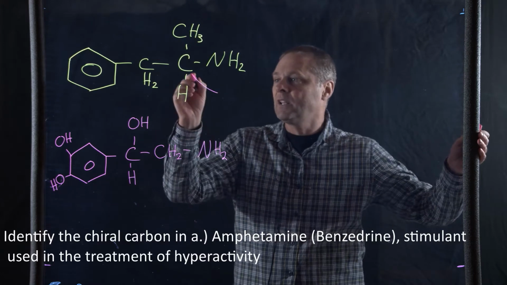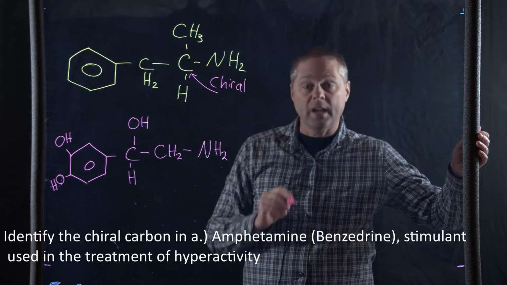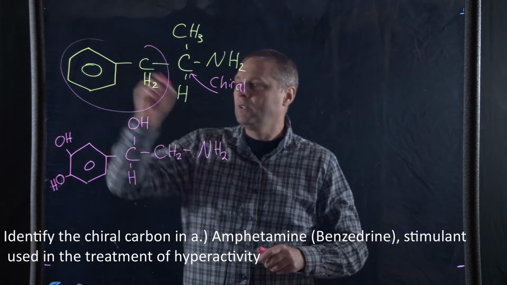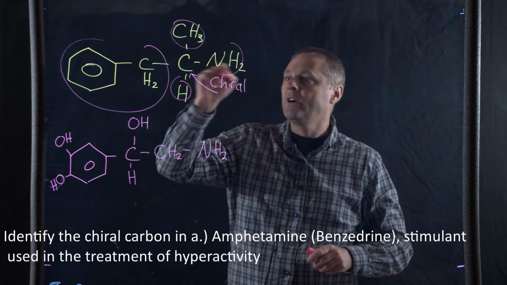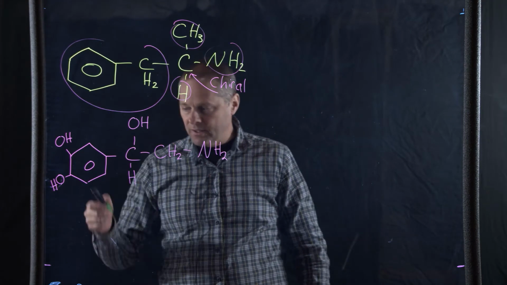So this is going to be the chiral carbon because it has 4 different groups. It has 1, 2, 3, 4 different groups bonded to it. All right. Now we go down to this one.